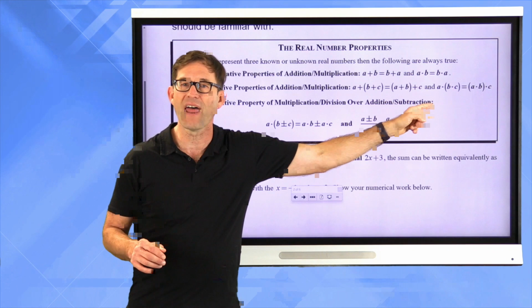Now the reason 5x squared and 2y squared aren't like terms is not because the powers are different, but because the variables are different. The real key, though, is that like terms are important because you can combine them.